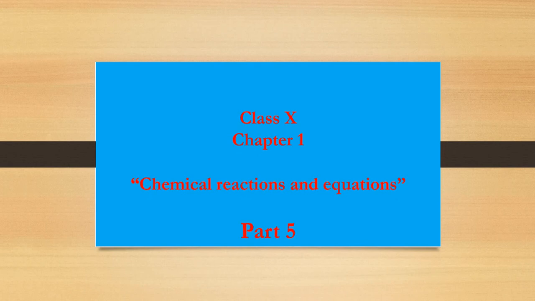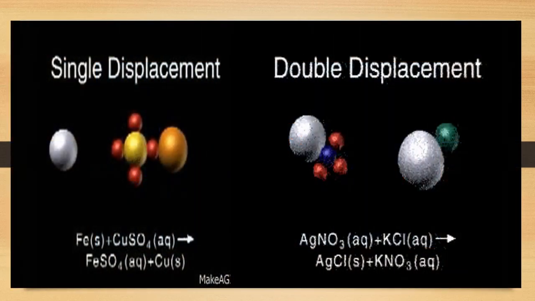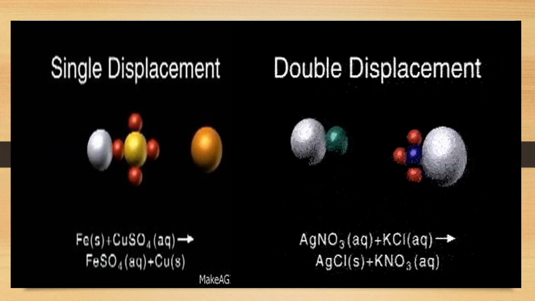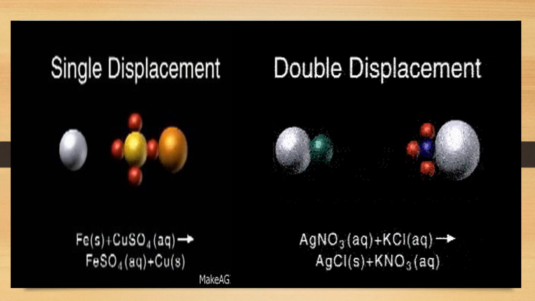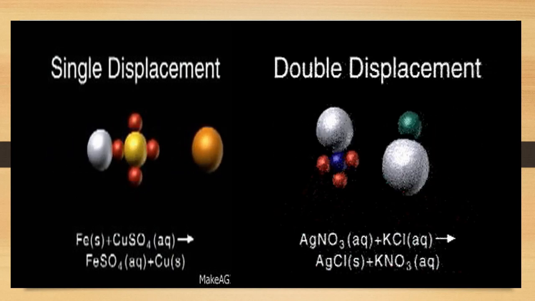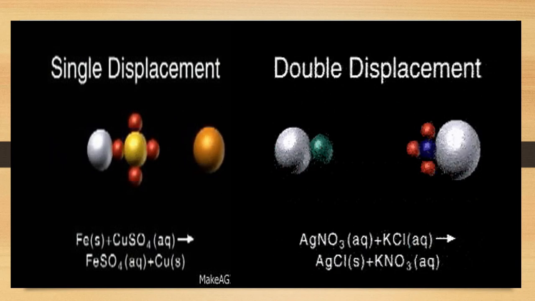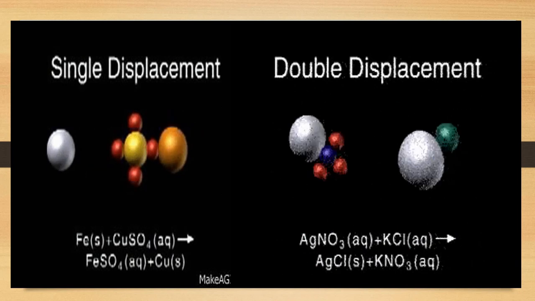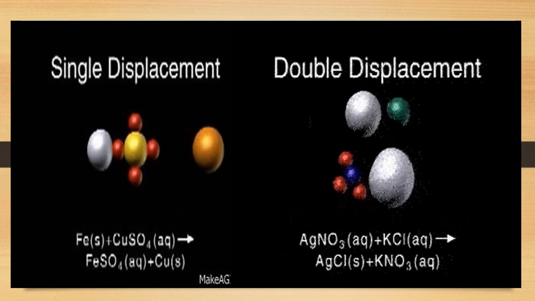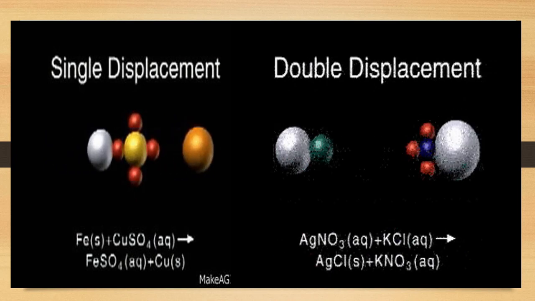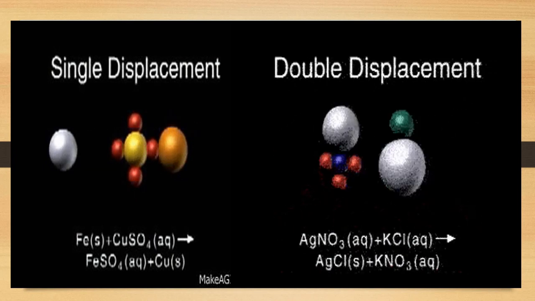Here you have chapter 1, chemical reactions and equations, part 5 video. This video is going to explain single displacement and double displacement reactions. In previous videos we have already learned about the different types of chemical reactions. There are various types of chemical reactions such as combination, decomposition, single displacement, double displacement, and redox reaction. So in this video, we are going to focus on single and double displacement reactions.